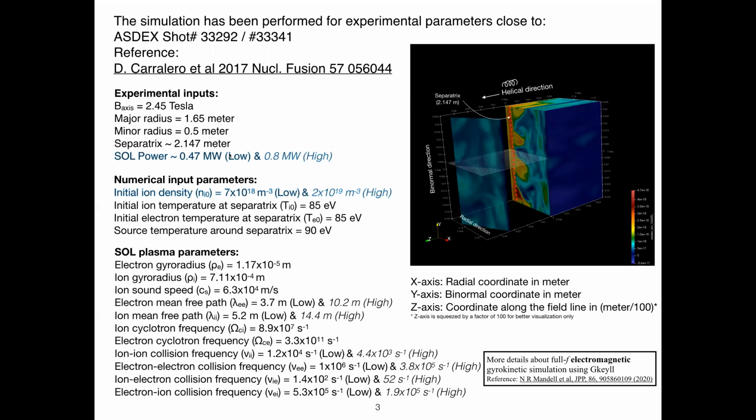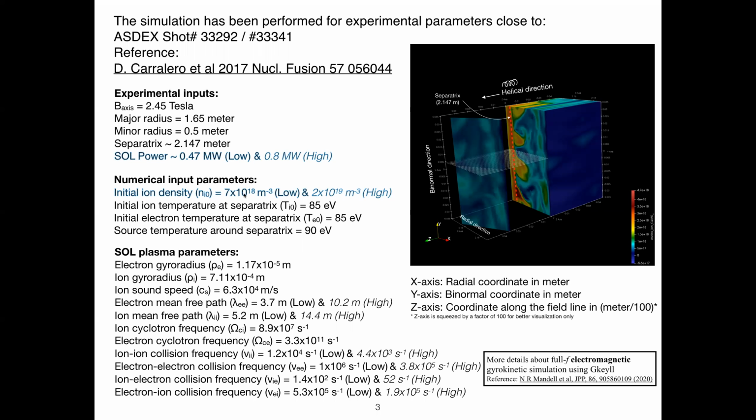And for these specific shots, we are using the power in the SOL region as 0.47 megawatt, which we will be calling the low case, and 0.8 megawatt, which we'll be calling the high case in future slides. Numerical input parameters: we are taking the ion density as 7 times 10 to the 18 per meter cubed. We'll be calling this the low density case, and the other, 2 times 10 to the 19, the high density case.